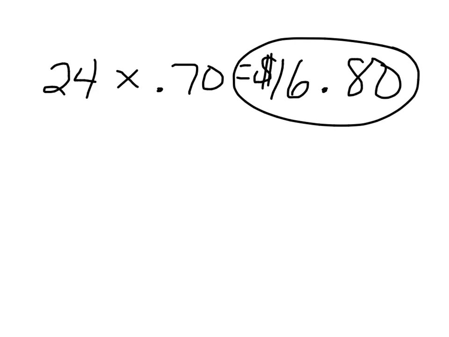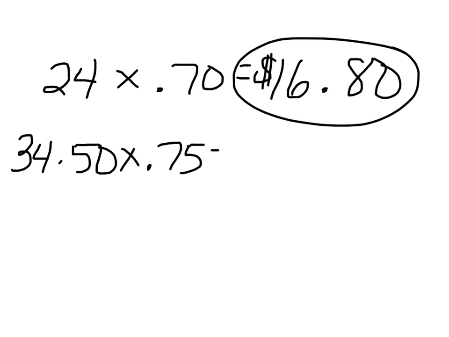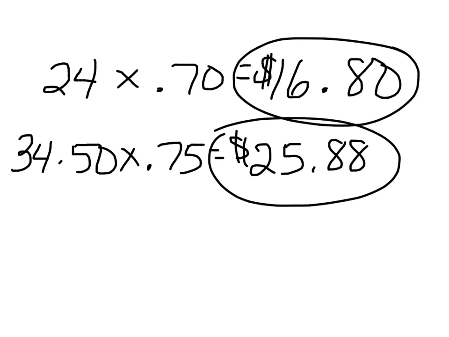Number 2 has $34.50 for glue. And the trade discount rate is 25%. So what's the complement of 25%? Times it by 0.75. And how much money is it? $25.88. And you're done.